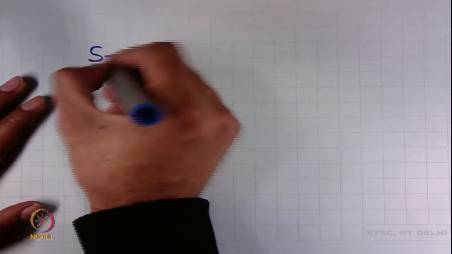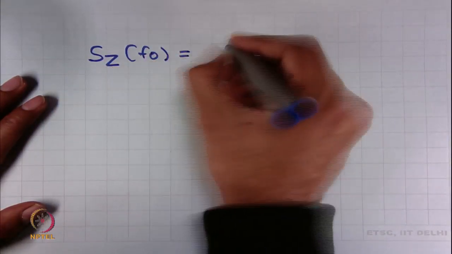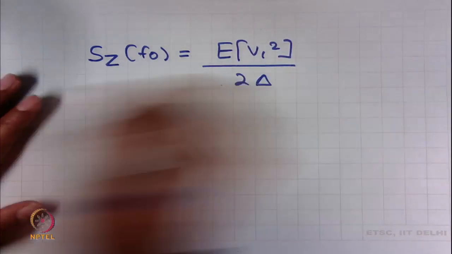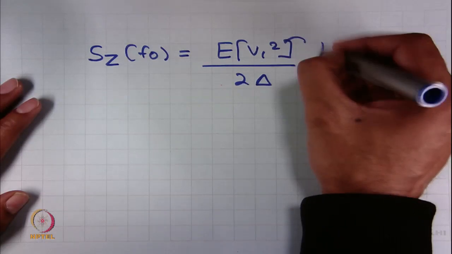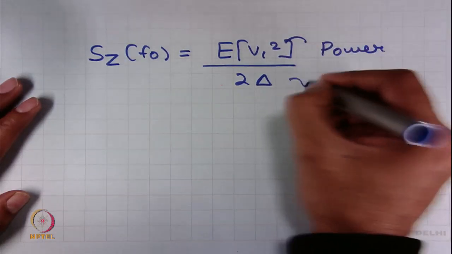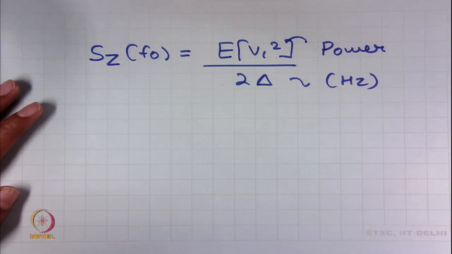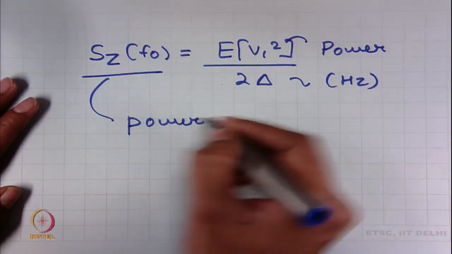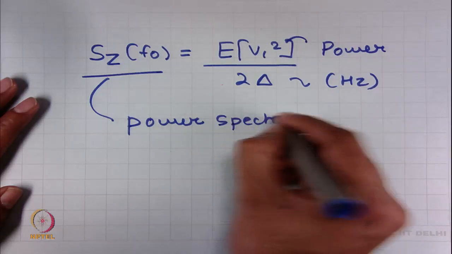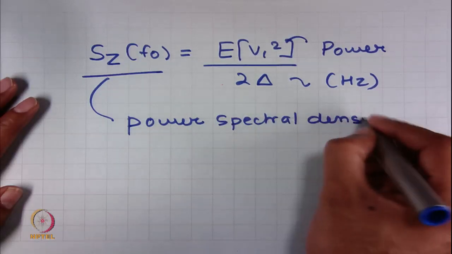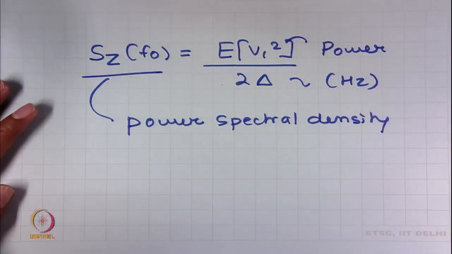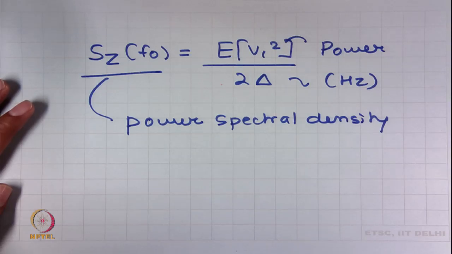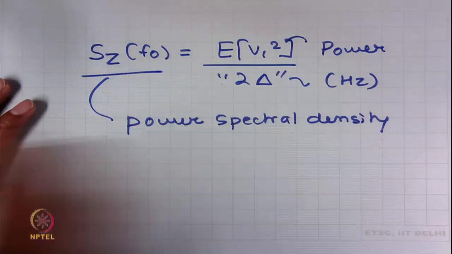Okay. So, what we get is S_Z(f naught) is nothing but the expected value of V1 square divided by 2 delta. We know that this is the power and delta has a unit of hertz. So, this quantity is nothing but the power spectral density, and we can also think about this as power per unit bandwidth. So, this is the physical meaning of this power spectral density.